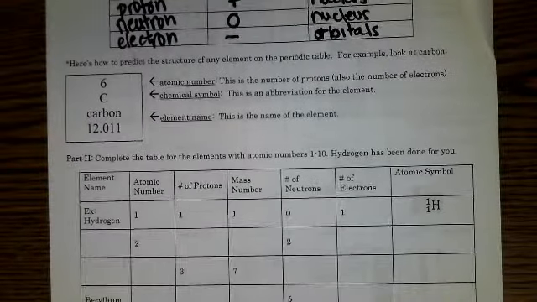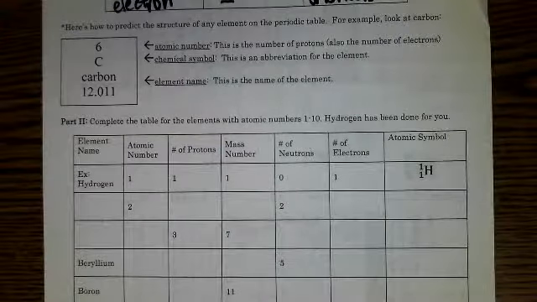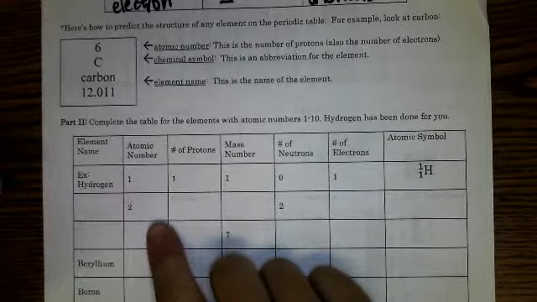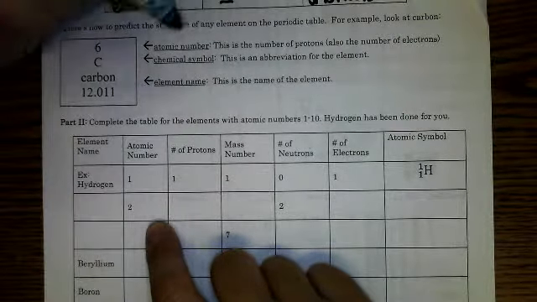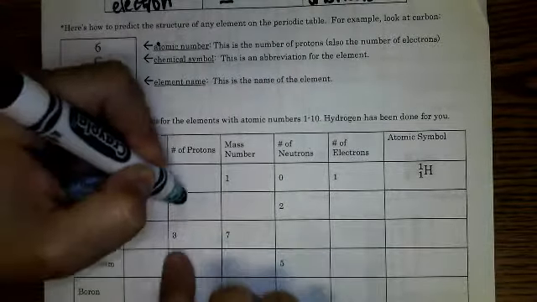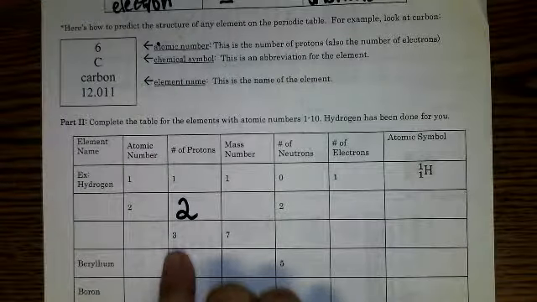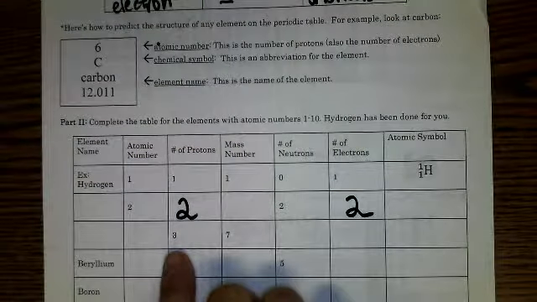There's an example that has been given for you. I will work through one here. So we have an element with atomic number 2. If we look back here at the top, we see that atomic number is equivalent to the number of protons. So we know that this atom has 2 protons. It is also equal to the number of electrons. So we can go ahead and fill that in too.